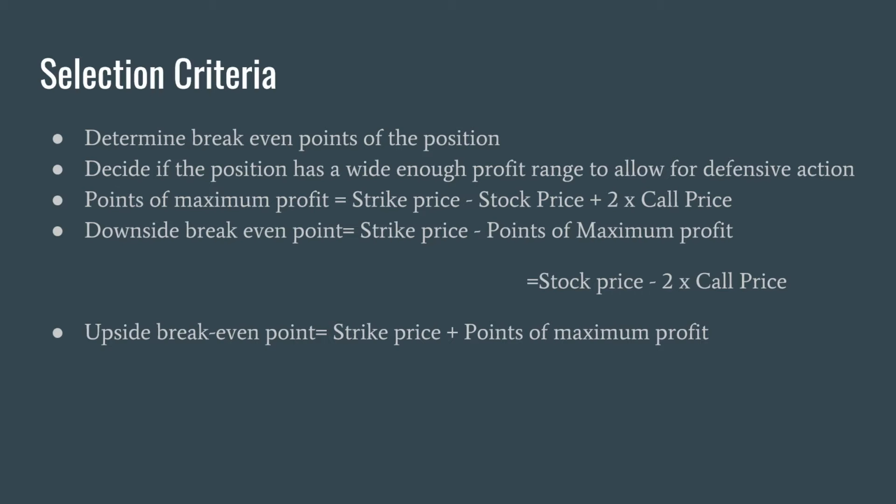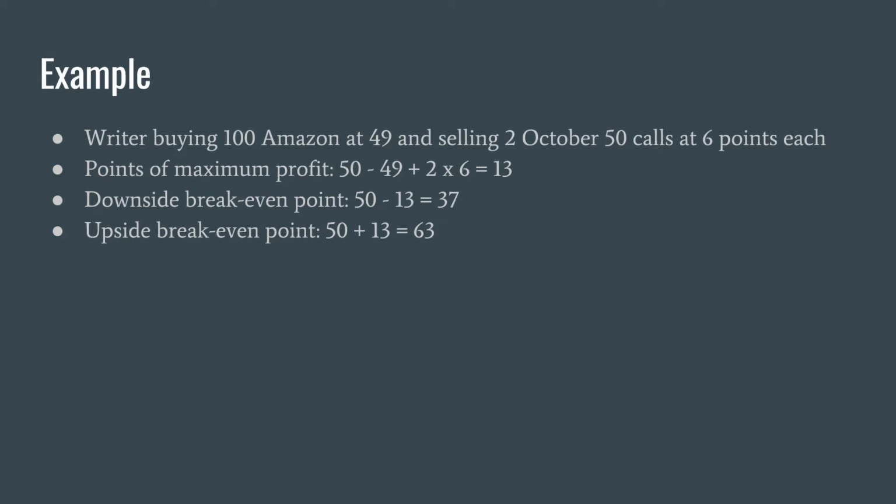The points of maximum profit could be found by using the strike price minus the stock price plus 2 times the call price. The downside break-even point equals the strike price minus the points of maximum profit, or the stock price minus 2 times the call price. The upside break-even point is the strike price plus the points of maximum profit. To illustrate these formulas, let's go over an example.